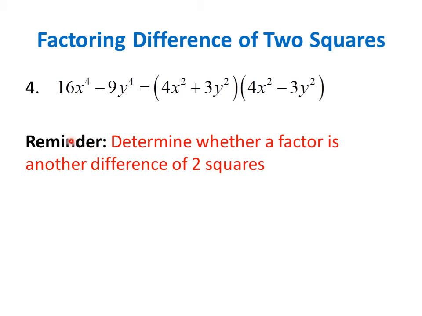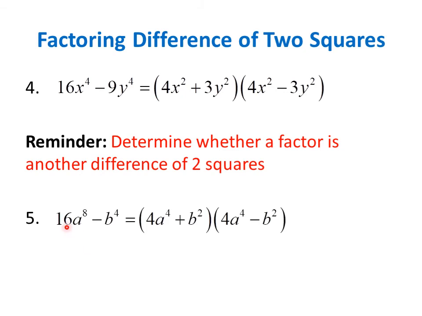Now we have a reminder here, that is to determine whether a factor, especially the difference factor, is another difference of two squares. For example, in this problem, once you have written the factors such as these, you have to ask yourself whether this difference factor is another difference of two squares. Okay, let's check. You have here minus. We can get the square root of this, but can we get the square root of the second term? No, because 3 is not a perfect square. Therefore, this is not a difference of two squares, so we need not factor this further.